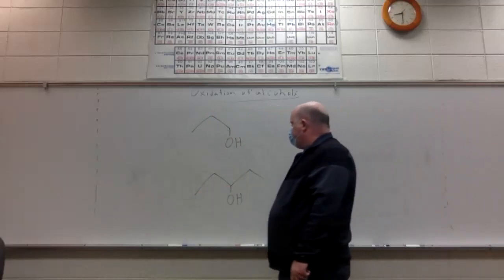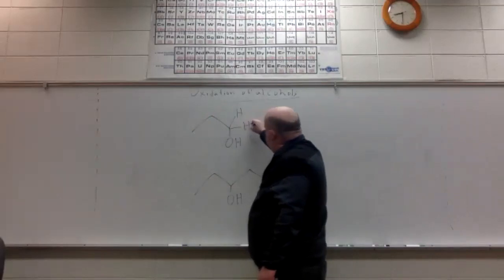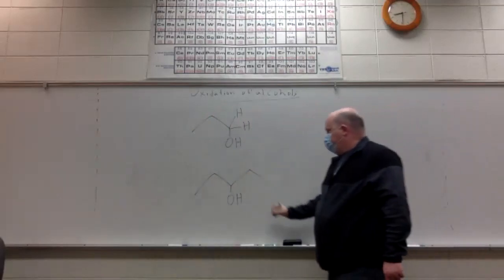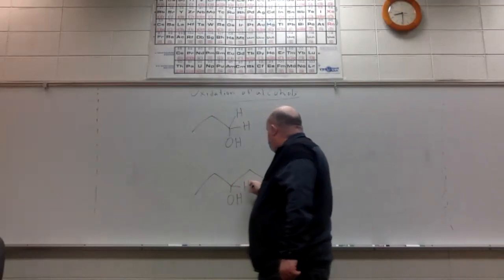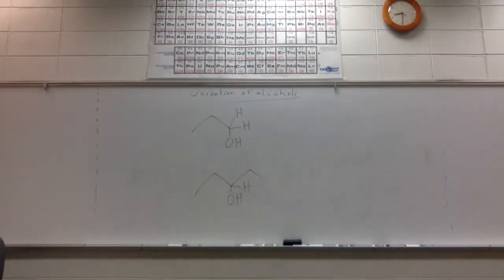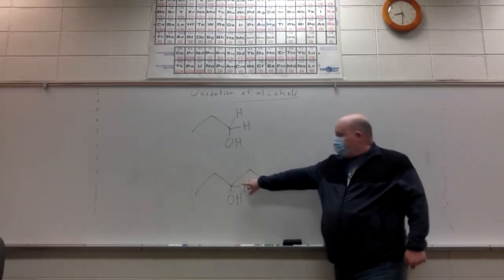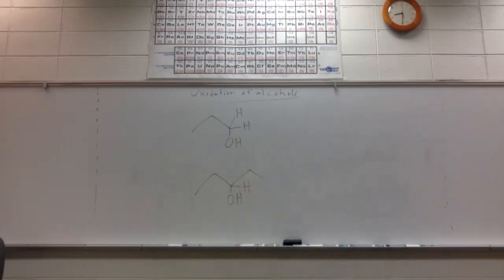All right, I'm also going to highlight the H's here, the H's on the carbon the OH is attached to. I'm not going to go over the mechanism of this, but I can tell you that a certain part of the mechanism involves removing H's that are on the alpha carbon, basically the same carbon that contains the OH. For every hydrogen that's on that carbon, you can do one level of oxidation.